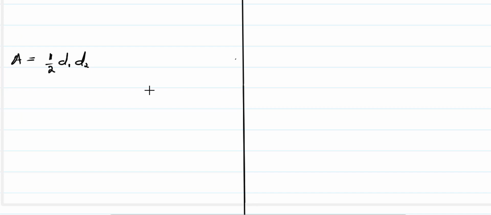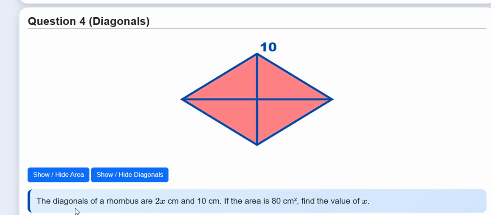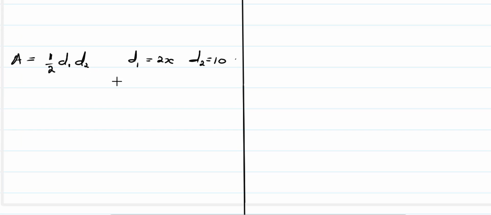So since we already have the diagonals, one we are told is 2x, the other one, which is d2, we are told is 10. Then we are also given the area itself, which is 8 centimeters squared. Then we are told to find the value of x.